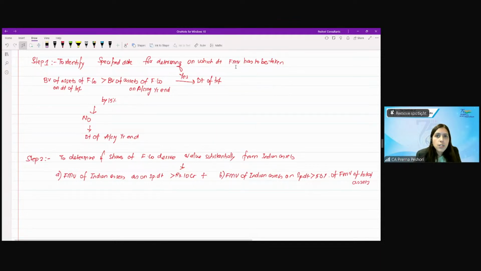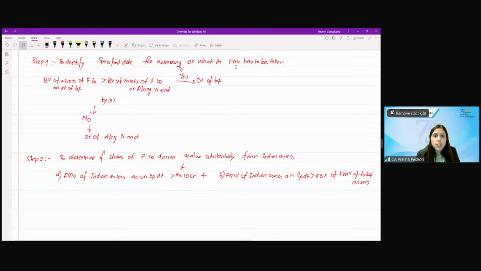Are we clear, students? Is this clear? If yes, the value of the shares of the foreign company will then be deemed to be situated in India, and then the capital gain will be deemed to arise in India. Is this particular point clear? Yes or no? All of you?